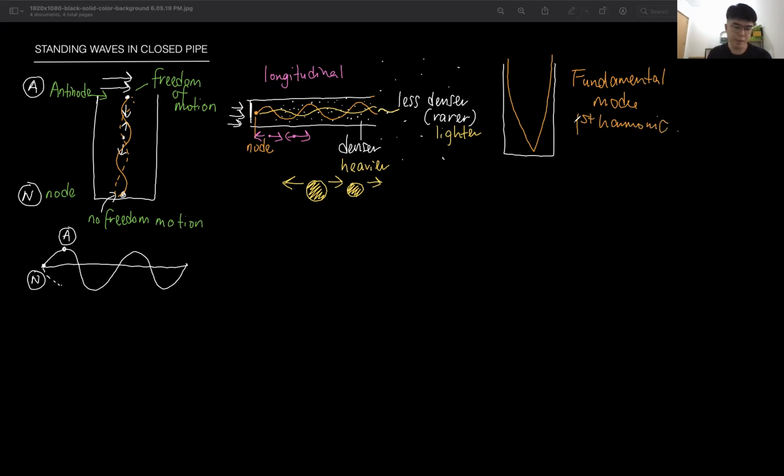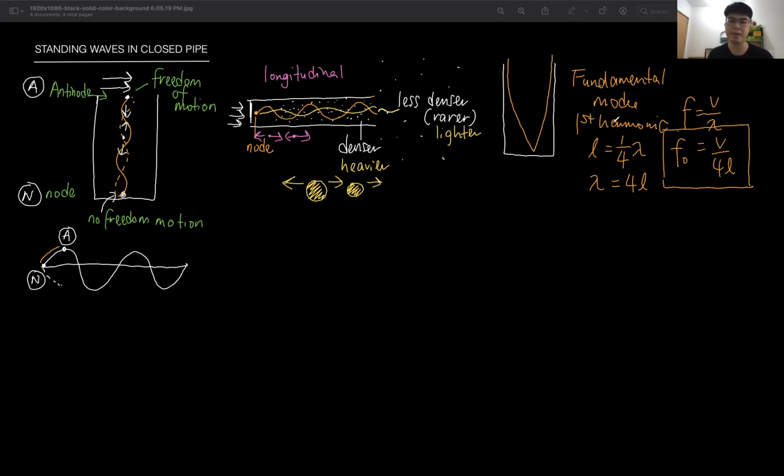What is the wavelength? The length equals, this is only 1/4, right? From here to here, only 1/4 of the wave. So L is 1/4 of lambda. Lambda is 4L. And the frequency is v over lambda, so v over 4L. This is the fundamental frequency. Let me box this.